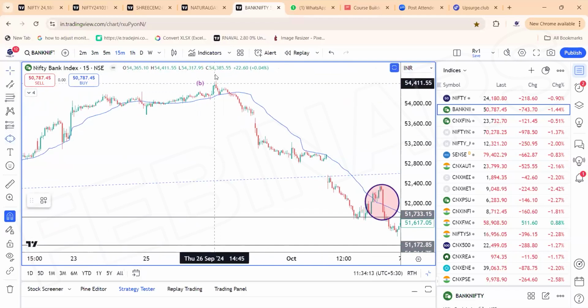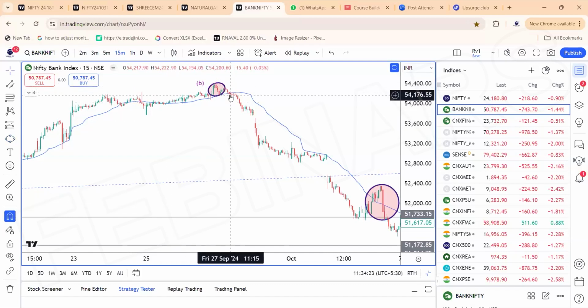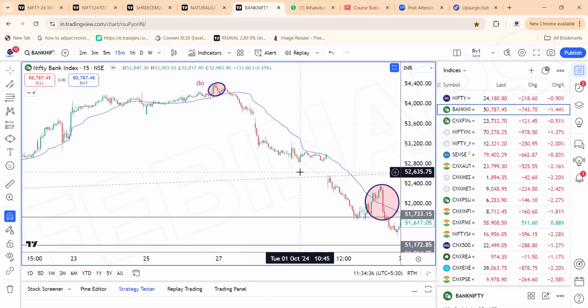Let us see the shooting star with the three black crows, then a consolidation, then the fall, the confirmation that the low is broken. We are taking the trade here. The stop loss could be above the consolidation range, and the continuation of the pattern occurs and the trade has started moving down.